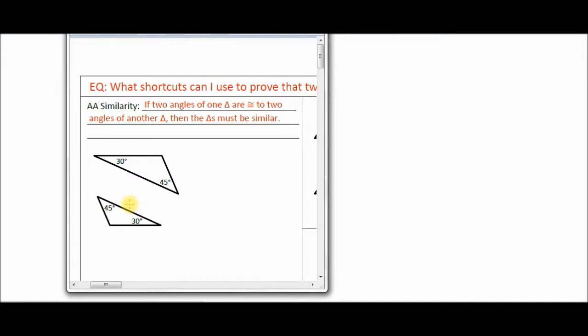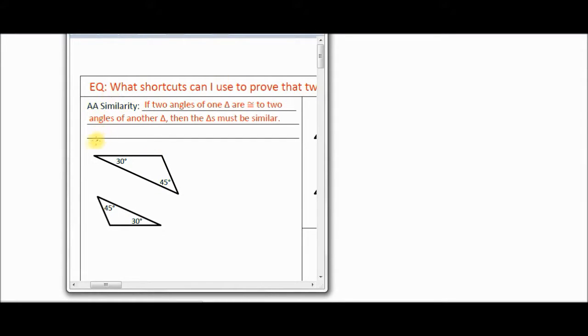But now with triangles, I'm showing you that all you have to really prove is that two angles of one triangle are congruent to two angles of the other. If you can prove that, then you know these triangles have to be similar. And that means all the sides are proportional and the third angle is also congruent. So let's take a look at this example.